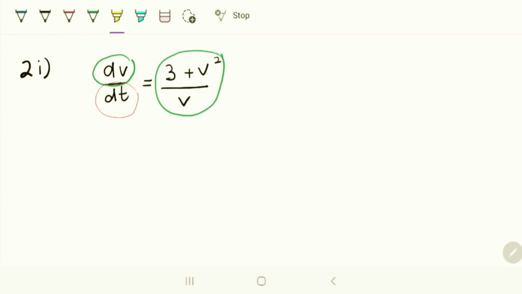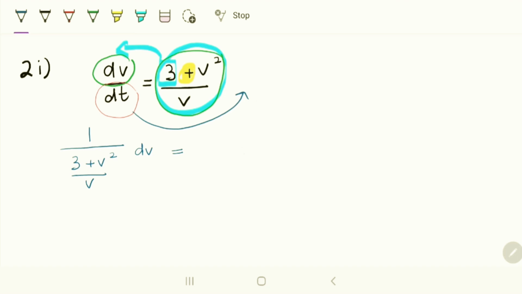Even though over here I have a plus symbol, this is a constant, and we can bring all of this together with dv on the left hand side. So let's conclude that we can use the separable variable method. Now let us separate the variables. 1 over 3 plus v squared over v dv, and the dt will just be like this.